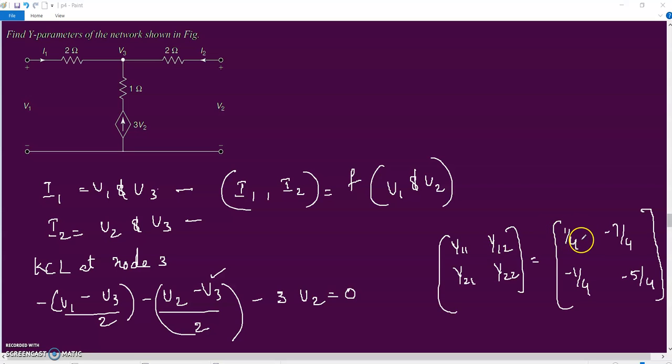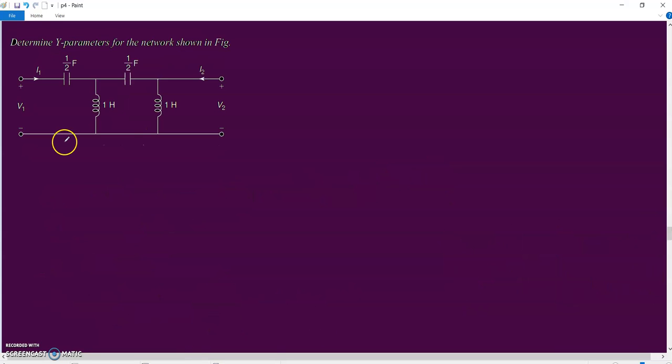Y11 is 1 by 4, Y12 is minus 7 by 4, Y21 is minus 1 by 4, and Y22 is minus 5 by 4. Here we have another question. Determine the Y parameters for the network shown in the figure. Here we have capacitors and inductors.